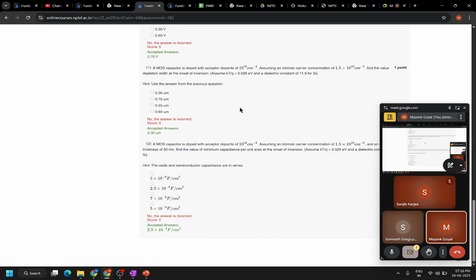A MOS capacitor is doped with acceptor dopants of 10 per 16 per centimeter cube, assuming an intrinsic carrier concentration of 1.5 into 10 per 10. Find the value of depletion width at the onset of inversion. So at the onset of inversion, what is it called?